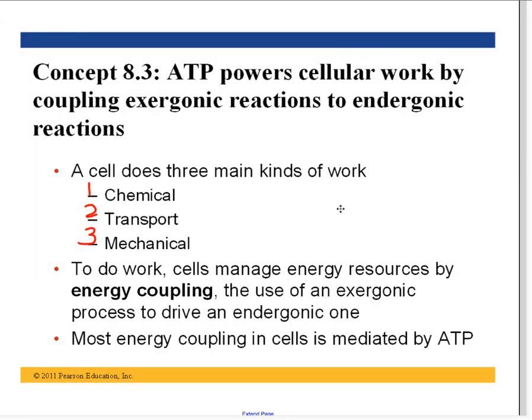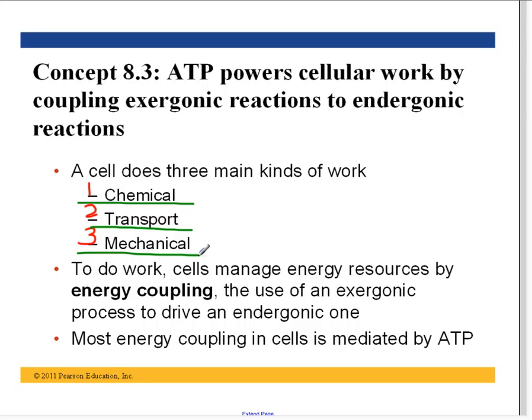This next section describes the amazing molecule ATP. ATP is what powers cellular work, and ATP couples exergonic to endergonic reactions. There are three main types of work that happen in a cell, and it's important that you know all of these. The first kind of work is chemical work, the second is transport work, and the third is mechanical.